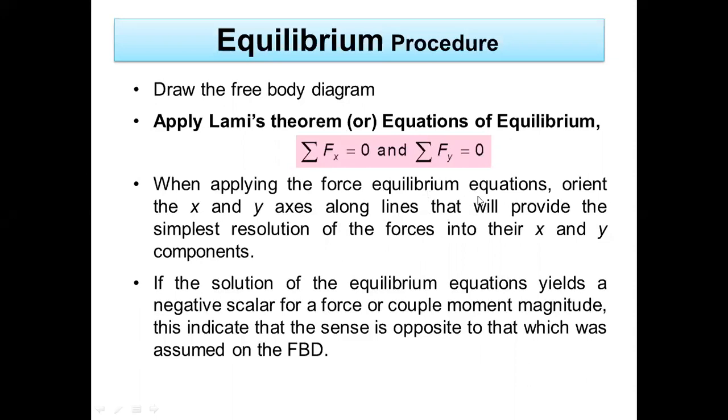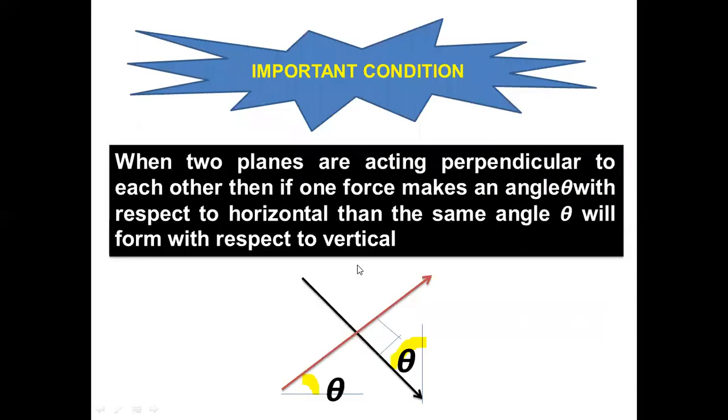Then resolve the forces to get the unknowns. Whatever unknowns you obtain, if one indicates a negative sense, it means that the direction we have assumed for the force is opposite. Next one, to solve the problems which are based on sphere problems, here one important condition we have to know. What is that important condition?